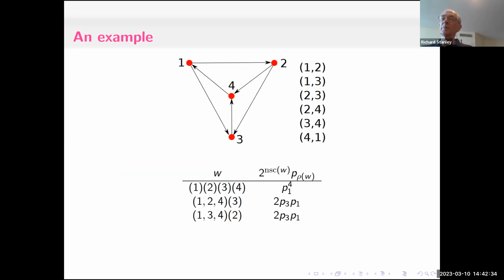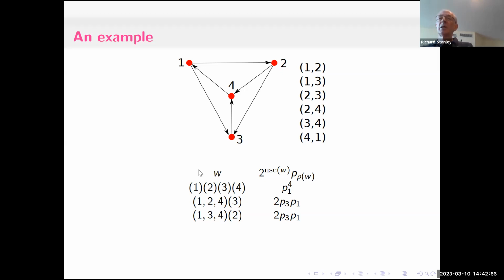An example. This tournament, I've written the edges as the pairs. These are the elements of my set X. 1, 2 means there's an edge from 1 to 2. What are the allowed permutations here?